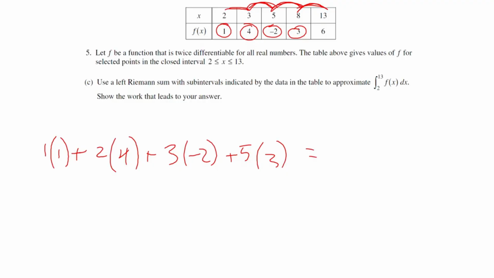Just do the arithmetic there real quick. Let's see, we get 1 plus 8 is 9, minus 6 is 3, plus 15 is 18. And we got 2 points, 1 for the setup and 1 for the answer.